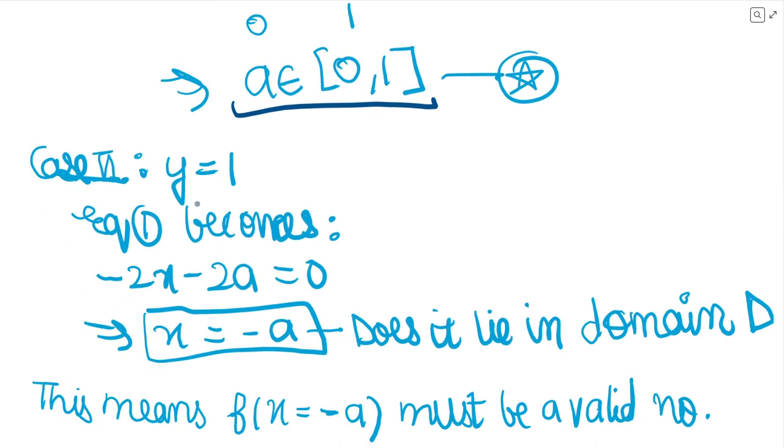Now for the next case, where y is equal to 1, the equation is no more quadratic. It becomes a linear equation. Then equation 1 becomes −2x − 2a = 0, where x is equal to −a.